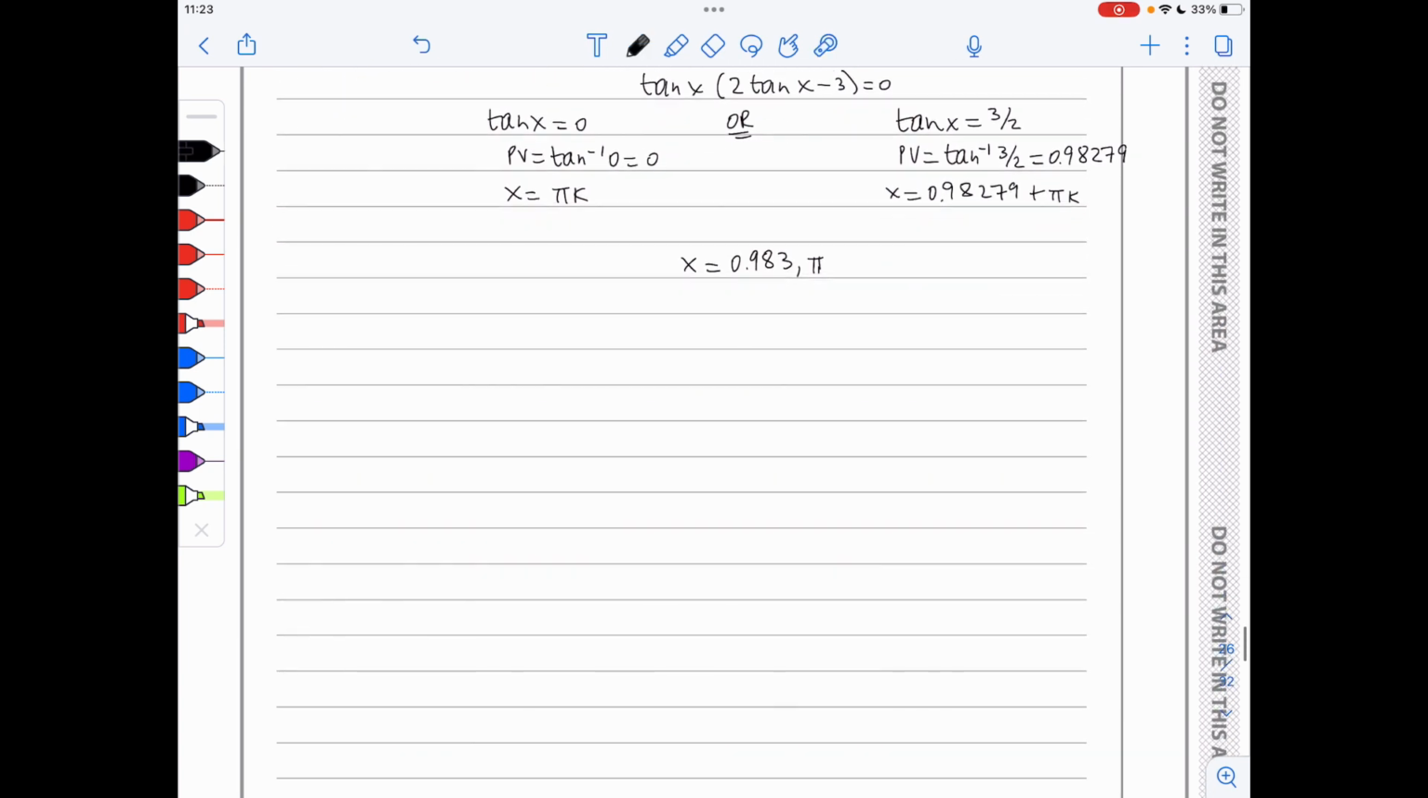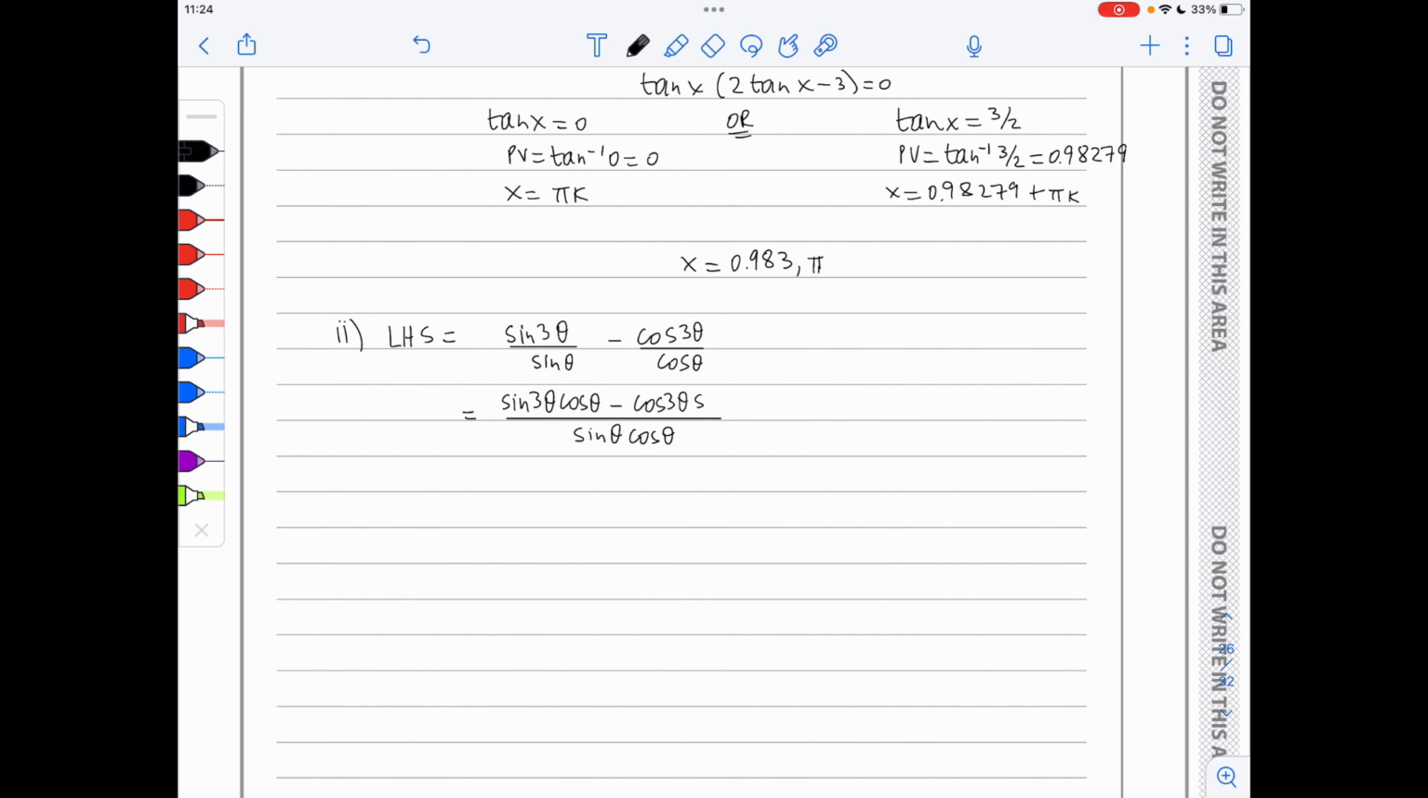So I will start from the left-hand side. We've got sine 3 theta over sine theta minus cos of 3 theta over cos theta. I will express over a common denominator of sine theta cos theta. So I will have sine 3 theta cos theta minus cos 3 theta sine theta.